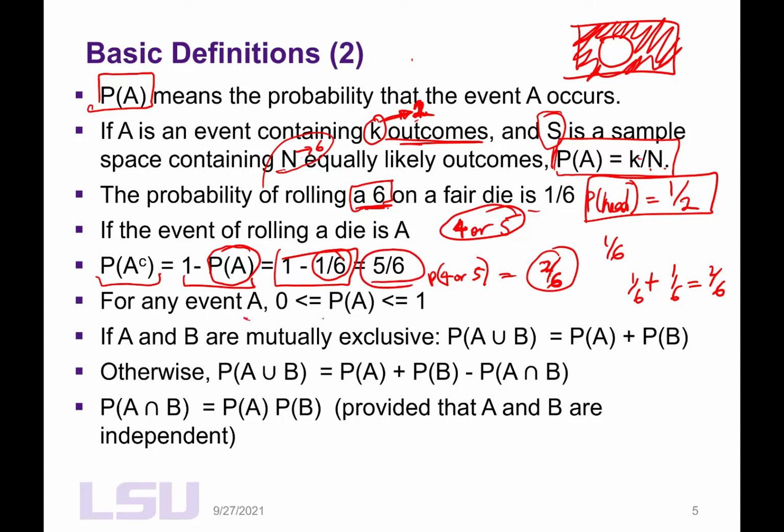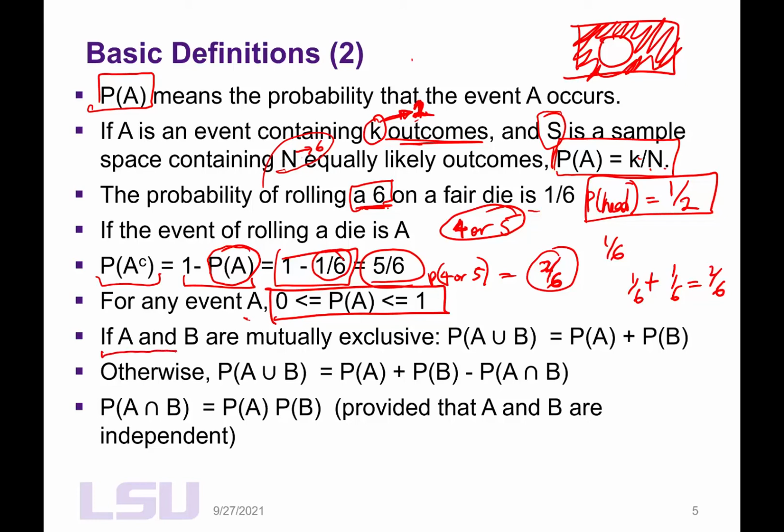For any event A, probability varies from 0 to 1. So not only will all the probabilities sum up to 1, each probability for each outcome has to be within this interval between 0 and 1. It can't be greater than 1, it can't be negative.